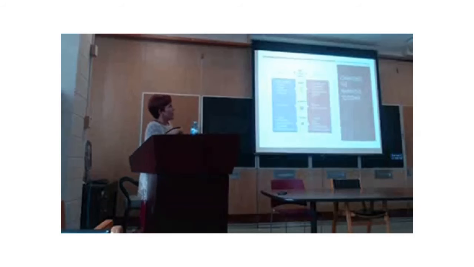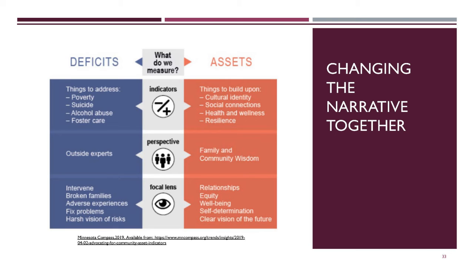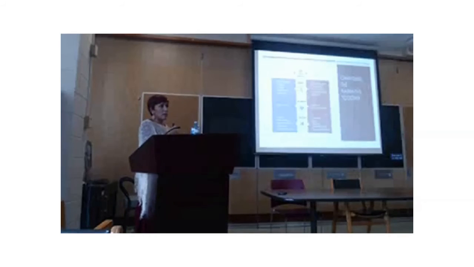So let's stop talking about the poor sick Indian and let's say, what can we do together to make things better? So if we look at this side, this is how we've been typically viewed in the past. We need to address their poverty, their suicide, their alcohol abuse, and their foster care. And we're going to bring in the experts to tell us how to do it. And then we're going to intervene in their families, and we're going to fix all the problems. That hasn't worked.